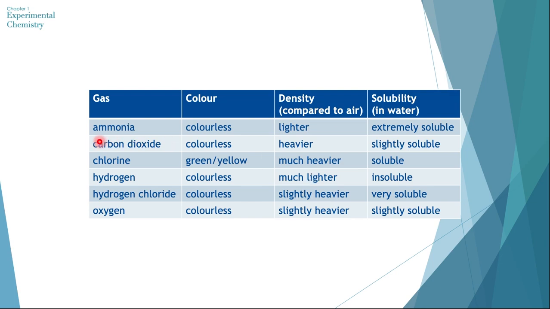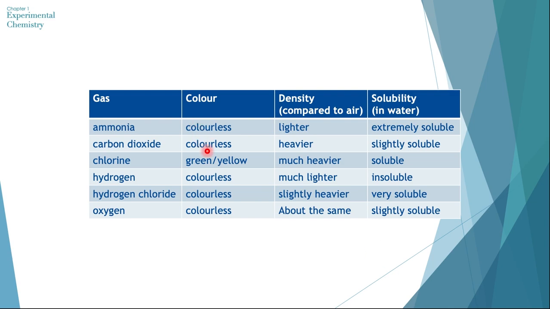You get the point. Then we have hydrogen. This is a colorless gas, again, and it is much lighter. As for the solubility, hydrogen is insoluble in water. Then we have hydrogen chloride. Hydrogen chloride is also a colorless gas, and it is slightly heavier than air, not very much. It is very soluble in water. And lastly, we have oxygen, which is a colorless gas again, and the density of oxygen is about the same as the density of the air. It's almost equal. As for the solubility, oxygen is slightly soluble.